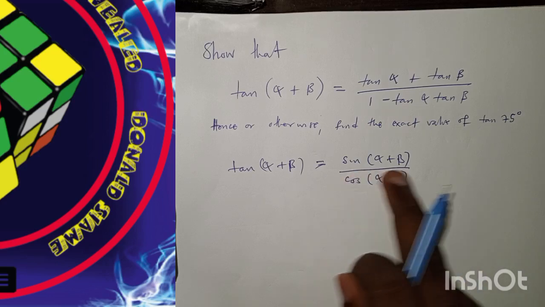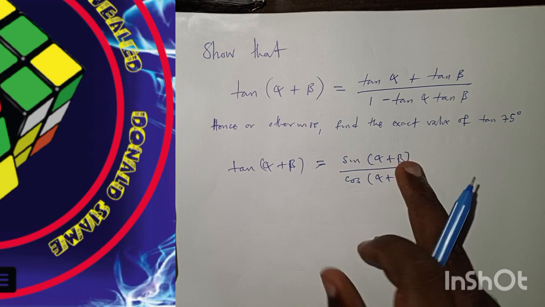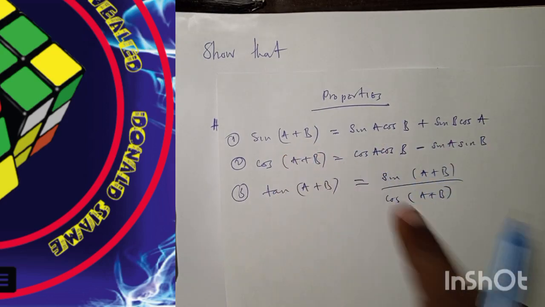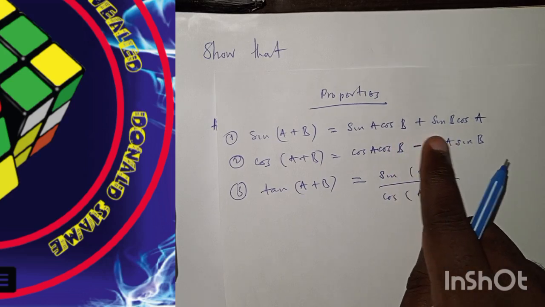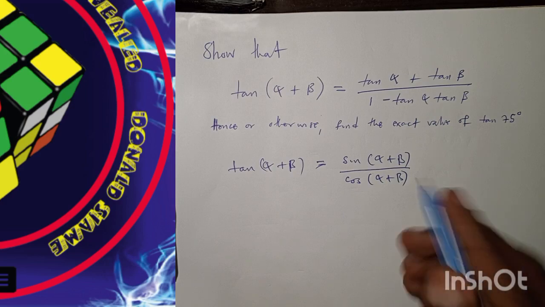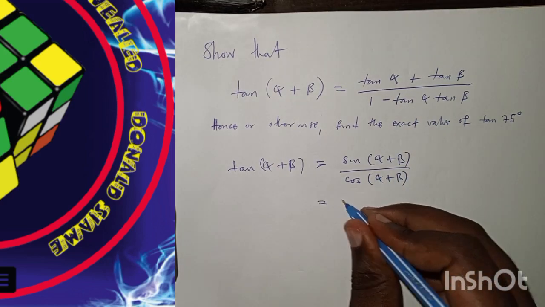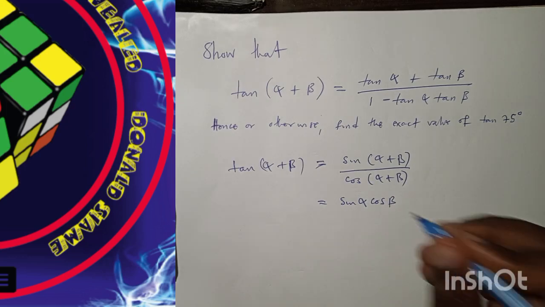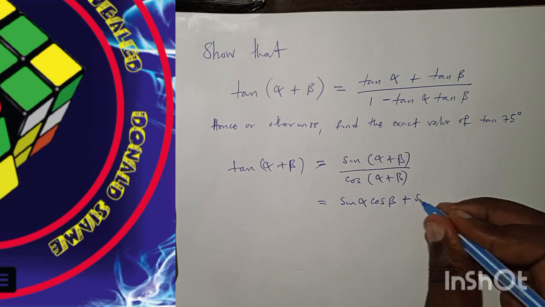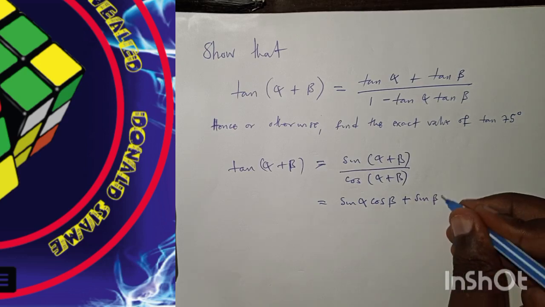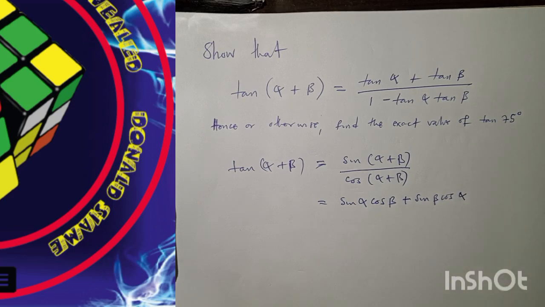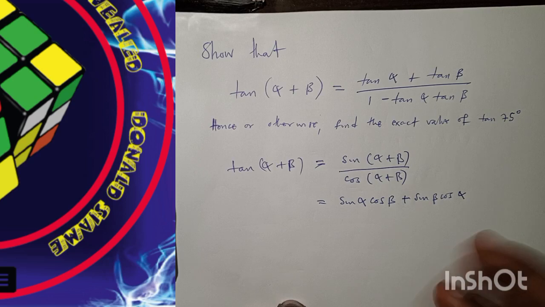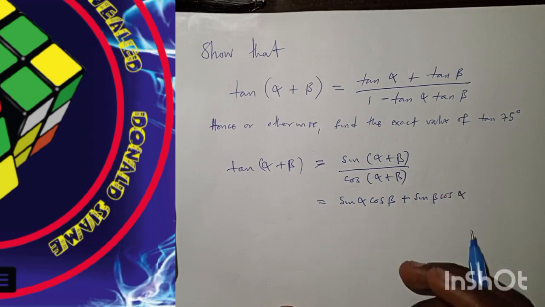So again, from here we can expand. Sine of alpha plus beta can be expanded using the first identity I gave you: sine of A cos B plus sine of B cos A. So sine of alpha plus beta is equal to sine alpha cos beta plus sine beta cos alpha. In the second term you just swap: here sine of alpha, there sine of beta.